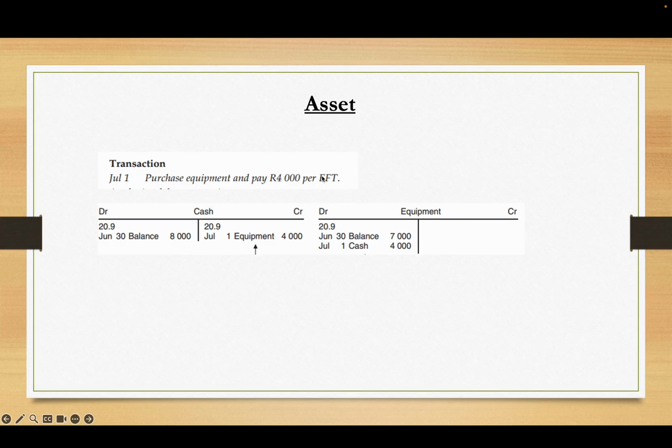Okay, so LTD purchases equipment and pays 4,000 per EFT. Per EFT means they've used bank, they've used cash. They paid it with cash. It's EFT. You understand? Either they tapped it or sent it, they paid it with cash. So here we have two accounts. You first do your T account. It's not cash actually, it has to be written bank.